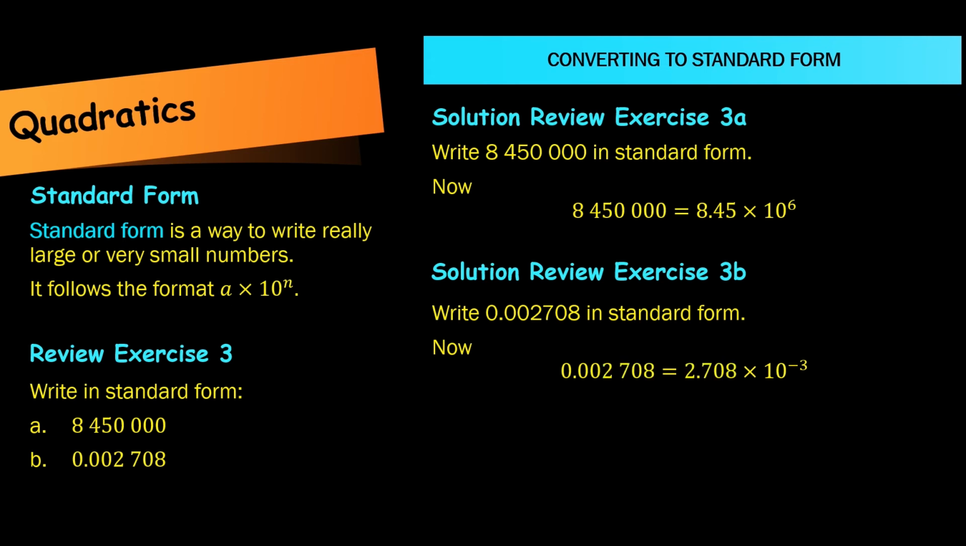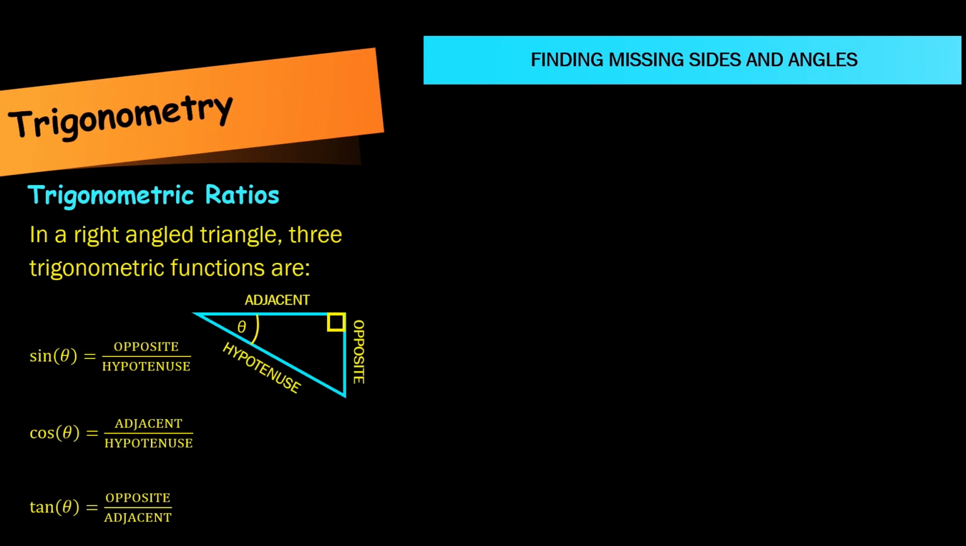And now for our next exercise. This will be on trigonometric ratios. We have a right-angled triangle and we have the three trigonometric functions displayed on the screen for reference. So the right-angled triangle, of course, has the angle theta, the right angle, the side adjacent to the angle theta, the side opposite to the angle theta, and the hypotenuse, which is opposite the right angle. So let's have a look at the first exercise.